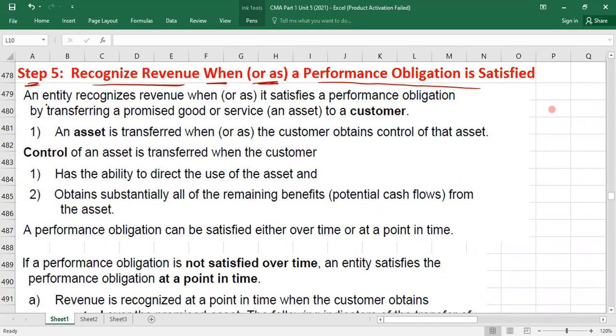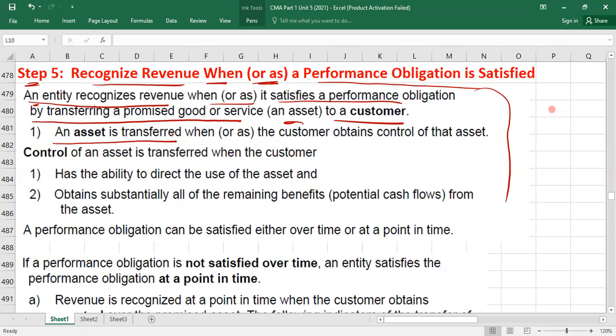Okay. Please read this information carefully, because it is theoretically very sound and important to solve theoretical questions. When we say performance obligation is satisfied, number one, an entity recognizes revenue when it satisfies the performance obligation, by transferring a promised good or service, or an asset, to a customer. The good point is that an asset is transferred. What I'm repeating again is that linkage is important.